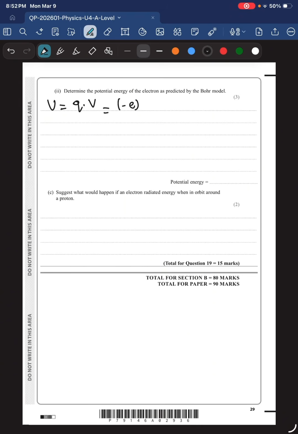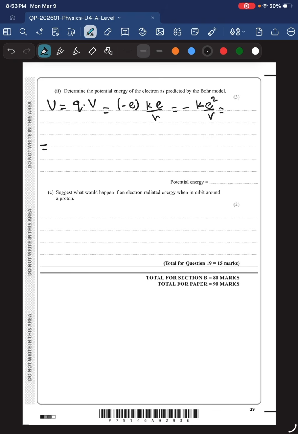Let me check the mark scheme real quick. Curious. What did they do? Okay. By the way, our earlier result is correct. Yeah, they don't need the minus sign, but okay, it's minus because we know the electron has a negative charge. And then the potential is k e over r. This is the potential due to the proton in the center. Okay, so this is minus k e squared over r.